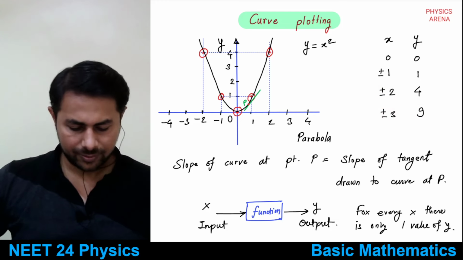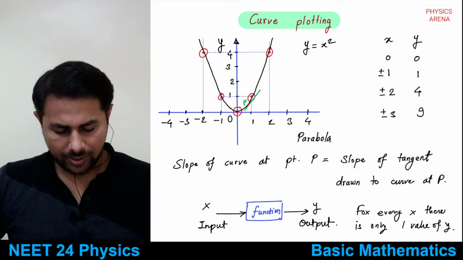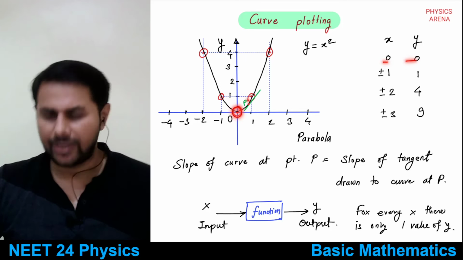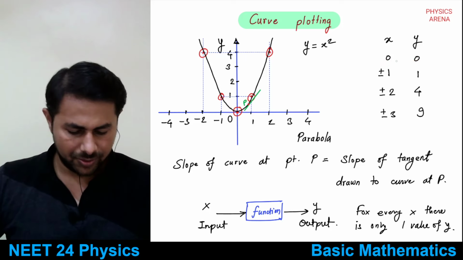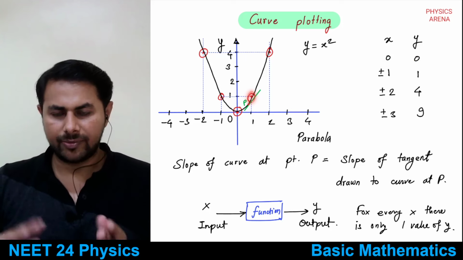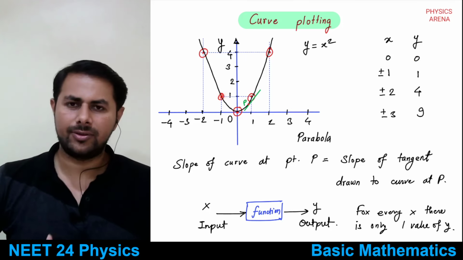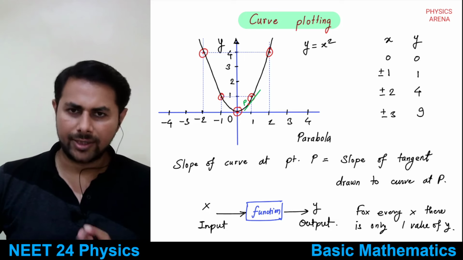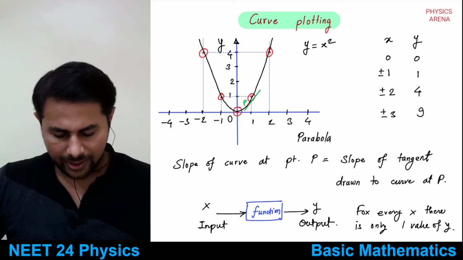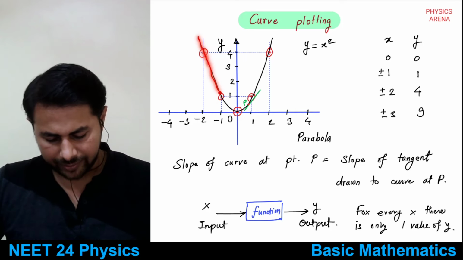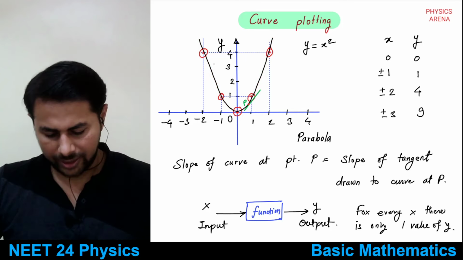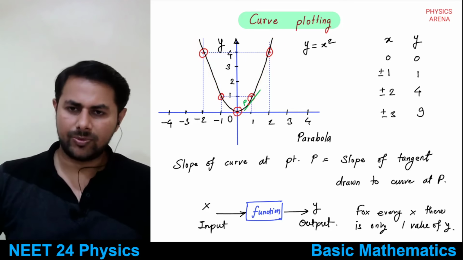So then you just plot these points. x equal to 0, y equal to 0 is this point. x equal to 1, then y will also be equal to 1, it is this point. x is minus 1, then y is equal to what? y is also equal to 1. Again, this is this point. And then you join those points with a free hand, and you get a curve. So this is curve plotting.